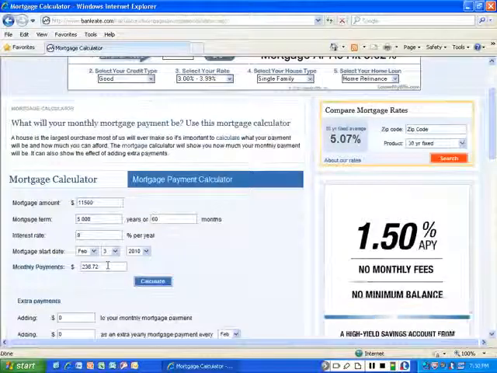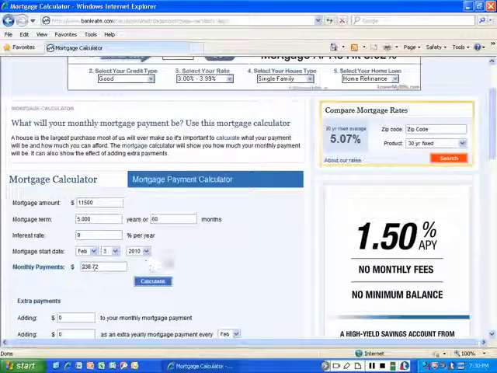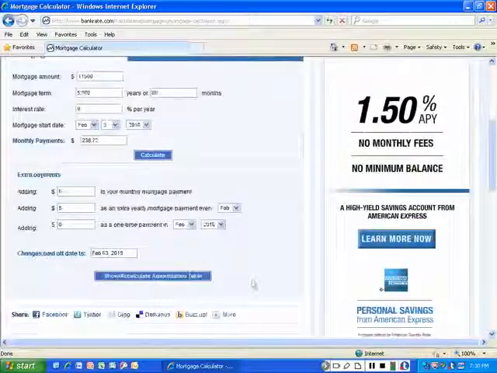Okay, and it calculated it for me. And notice it's the same thing as what we got. We got $238.72, same as what they did.